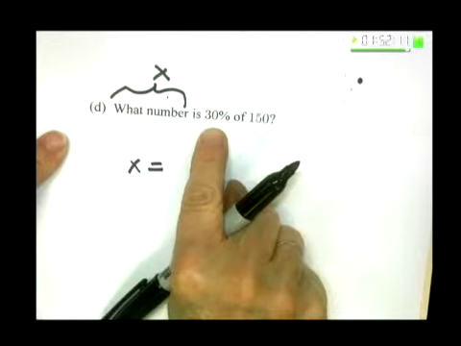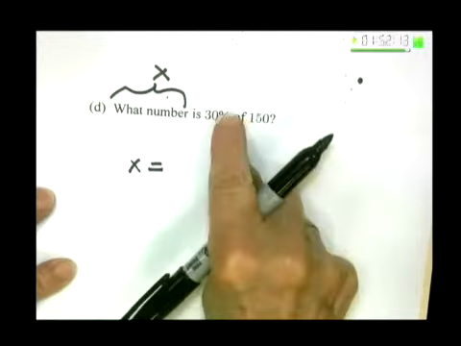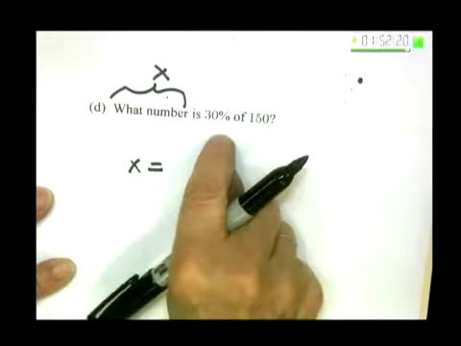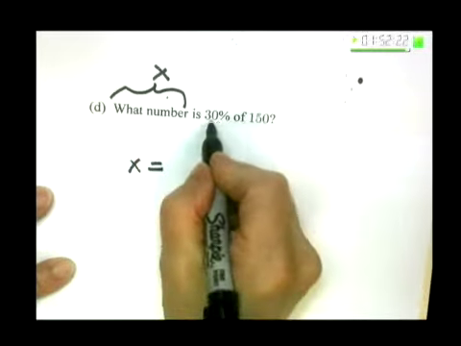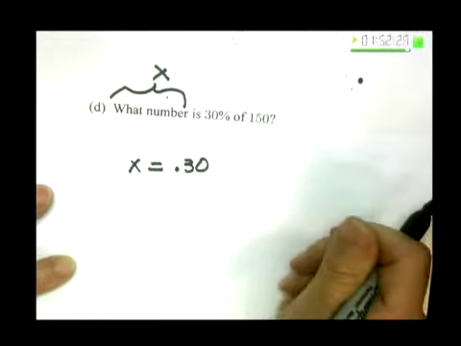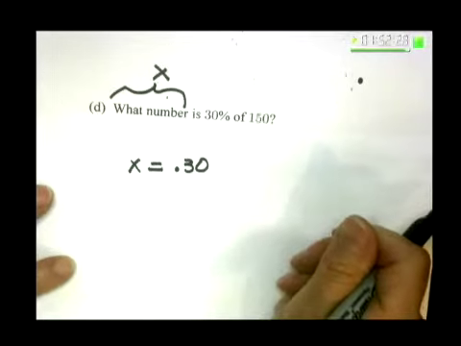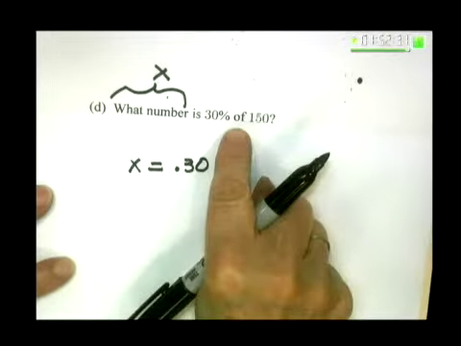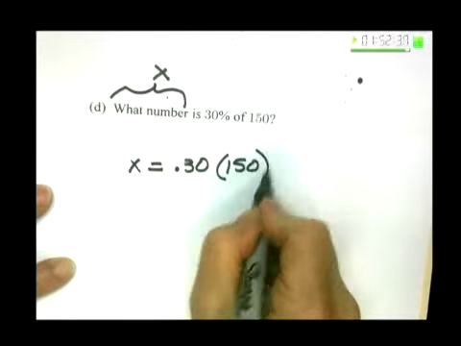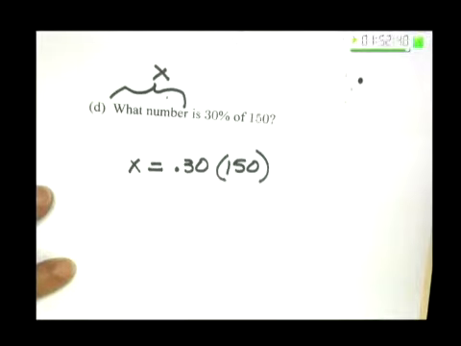30%. I can't use percent. I've got to change it to a decimal. This percent sign says divide by 100, which means I move my decimal point 2 places to the left. 1, 2, and that's 0.30. Some of you can write it as just 0.3. Of, what does of mean? Multiply 150. That's all I'm doing.